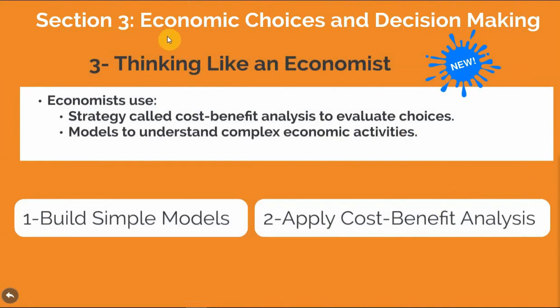The third point in Section 3, which is economic choices and decision making, is thinking like an economist. We have to understand that economists use two things: a strategy and a model. A strategy, which is called cost benefit analysis, to evaluate the choices that they have. And they also use a model, to understand complex economic activities. So we have something called simple models and cost benefit analysis.